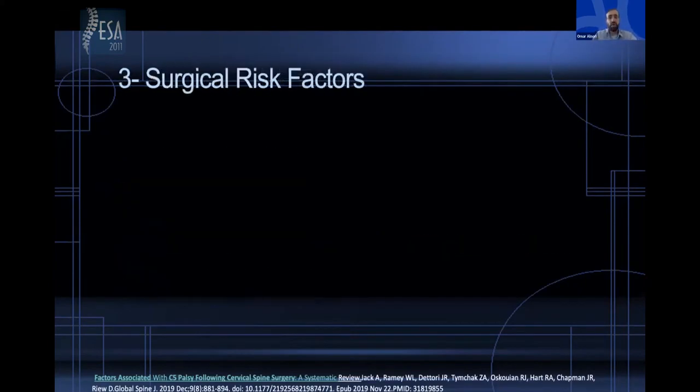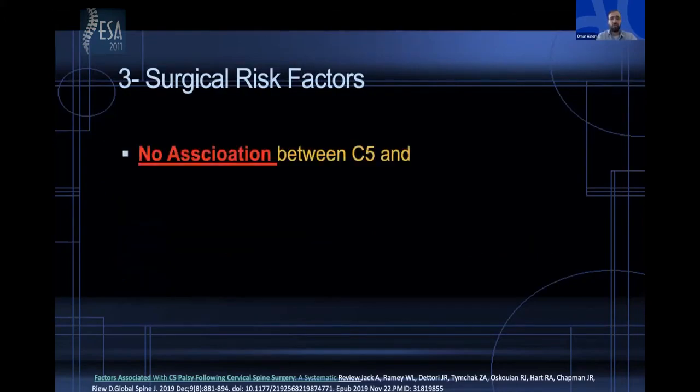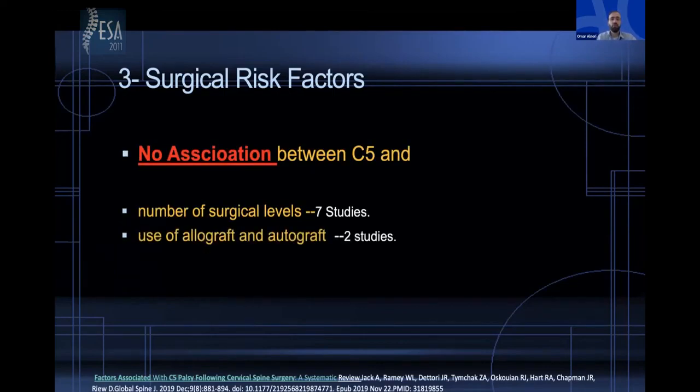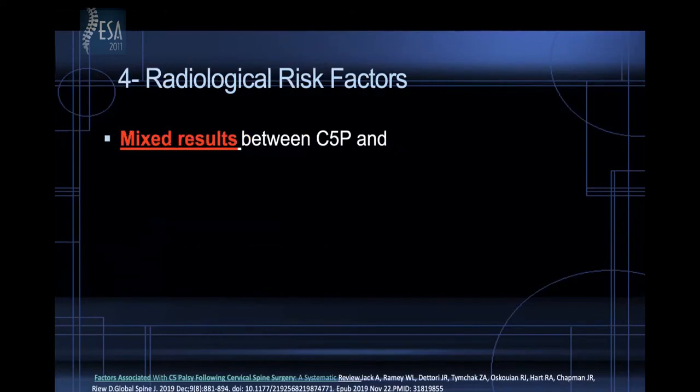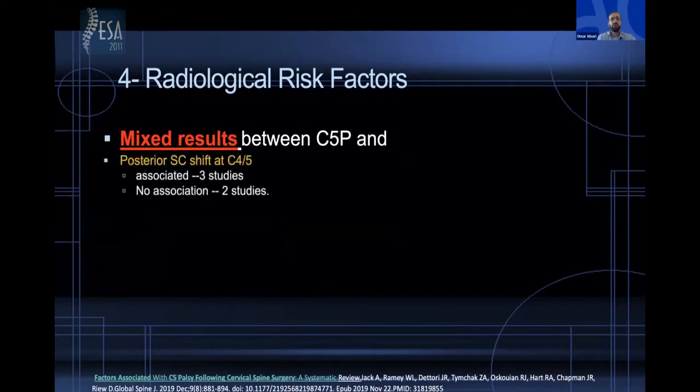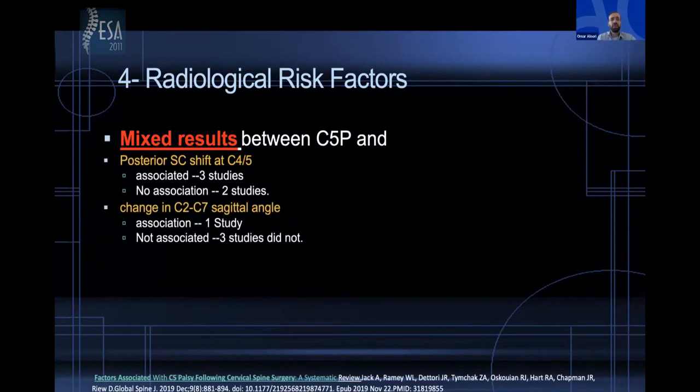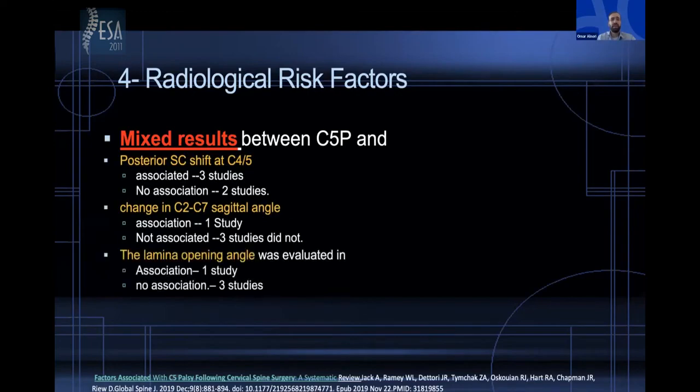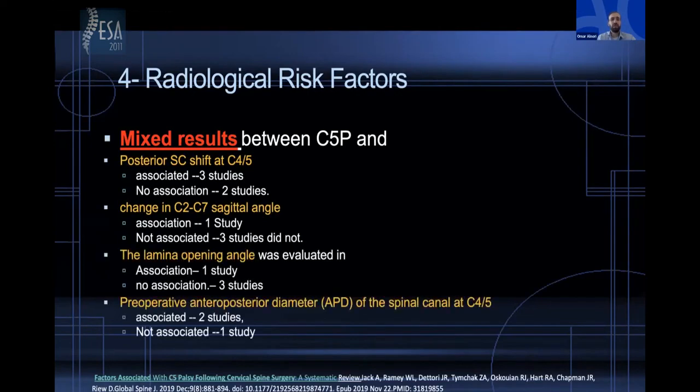What about surgical risk factors? There was no association between C5 palsy and the number of surgical levels or the use of allograft or autograft. And here we come to the interesting one, the radiological risk factors. There were mixed results for C5 palsy with posterior spinal cord shift, change in C2-7 sagittal angle, lamina opening angle, and preoperative anterior posterior diameter.